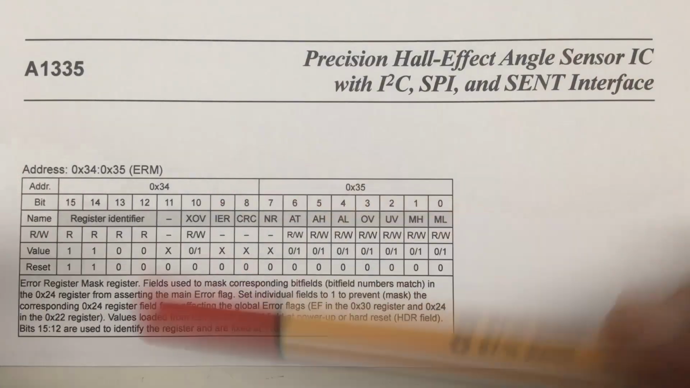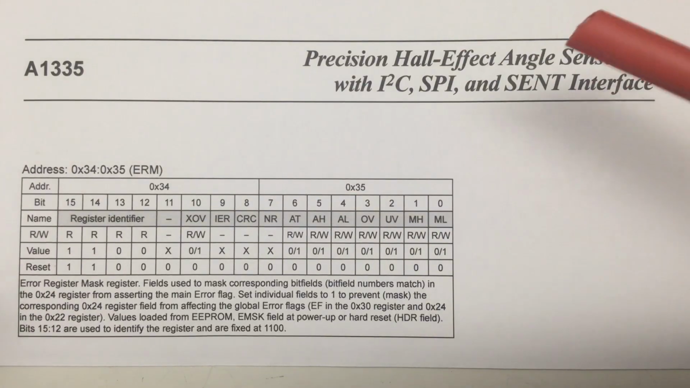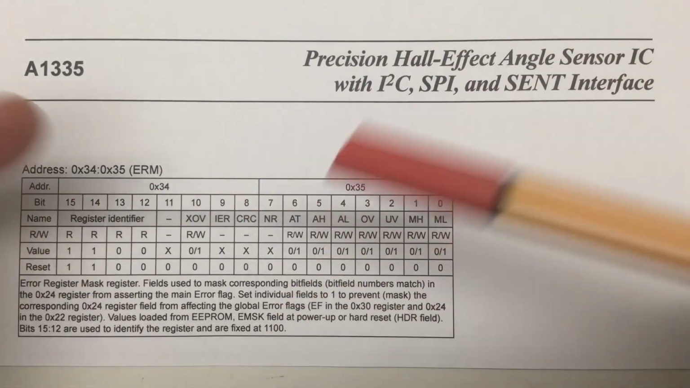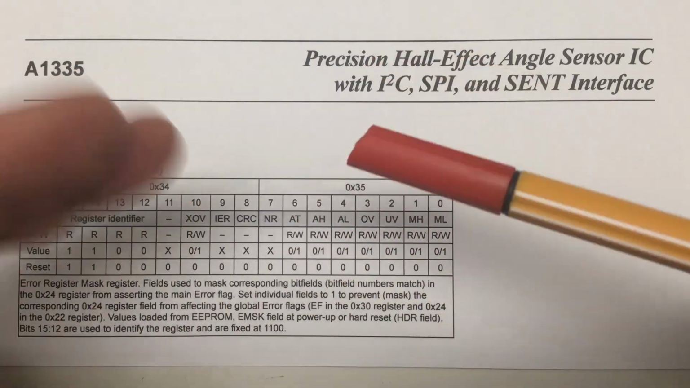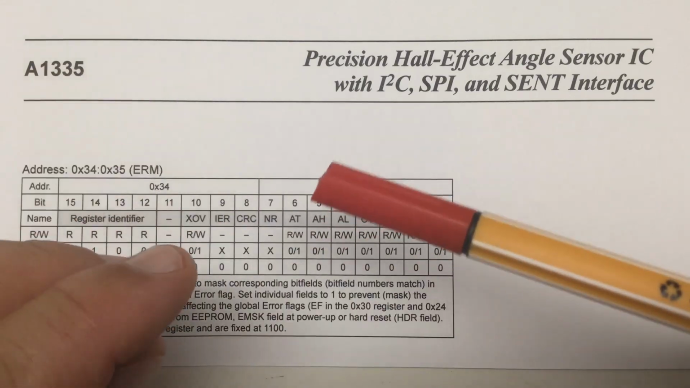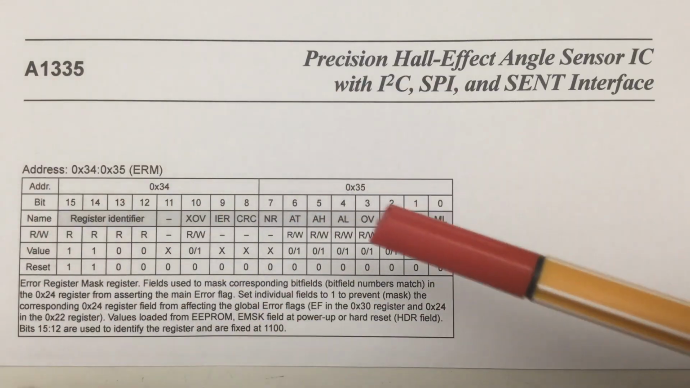Then we have the error mask register, which contains a lot of bits you can use to mask out errors in the error register, so they won't show up in the general error flags within the status register and the temperature register.